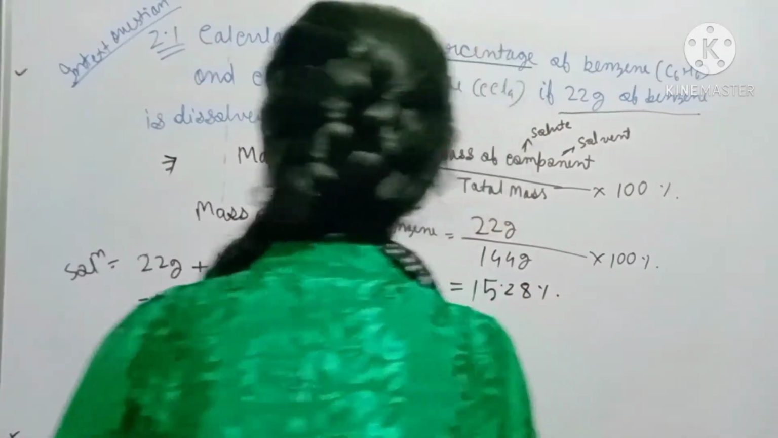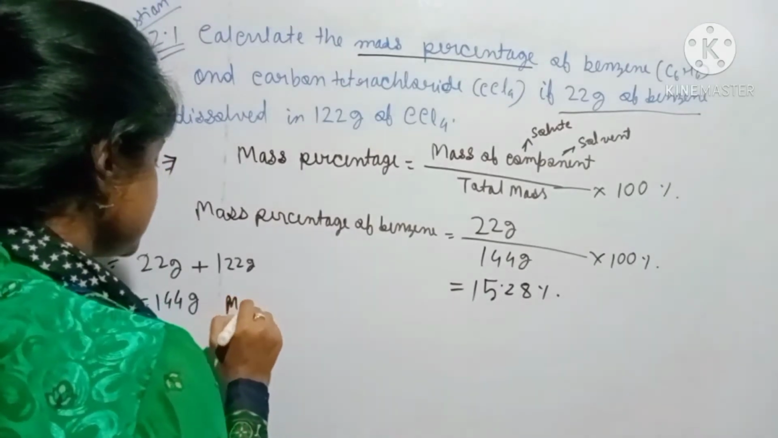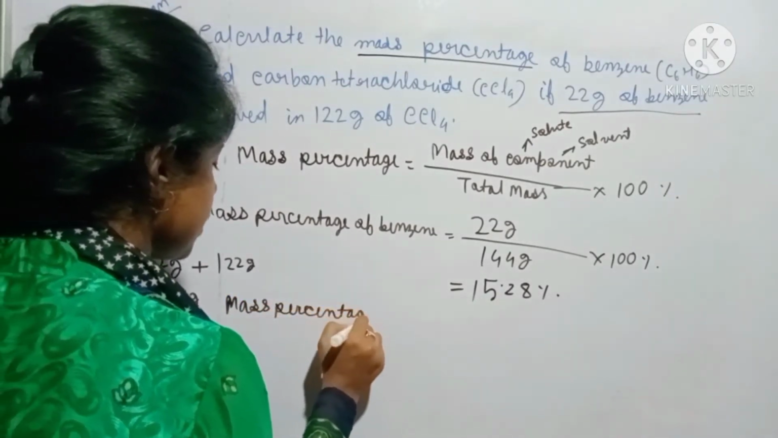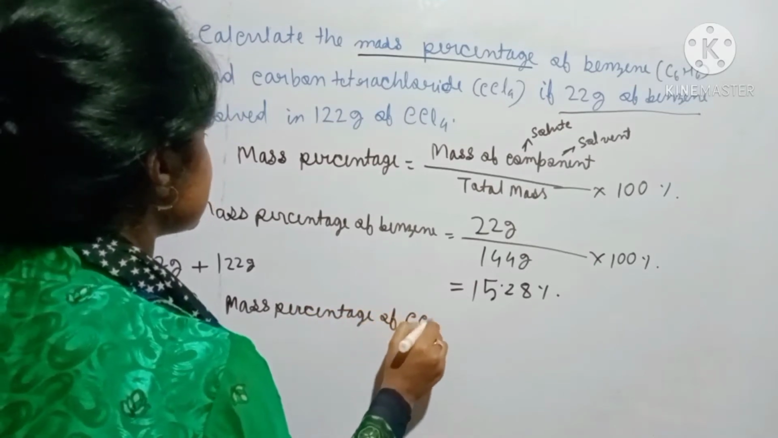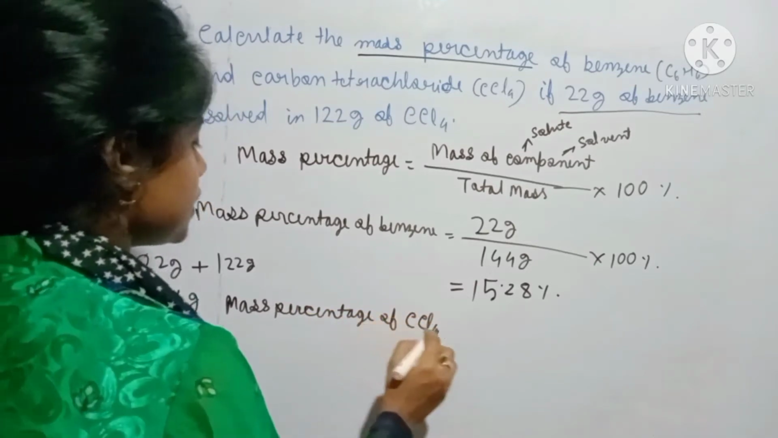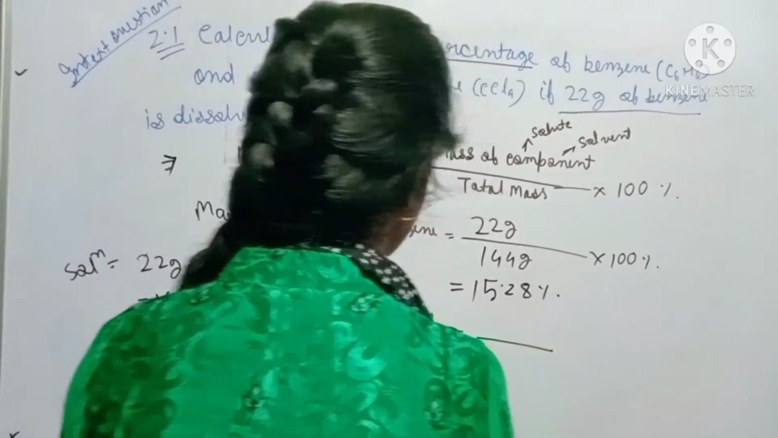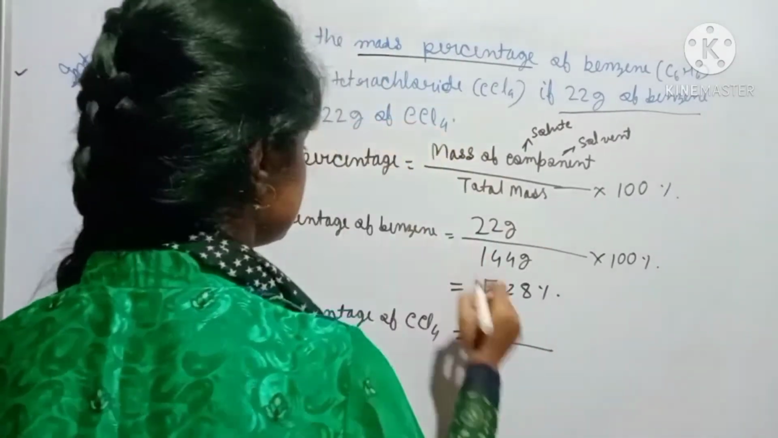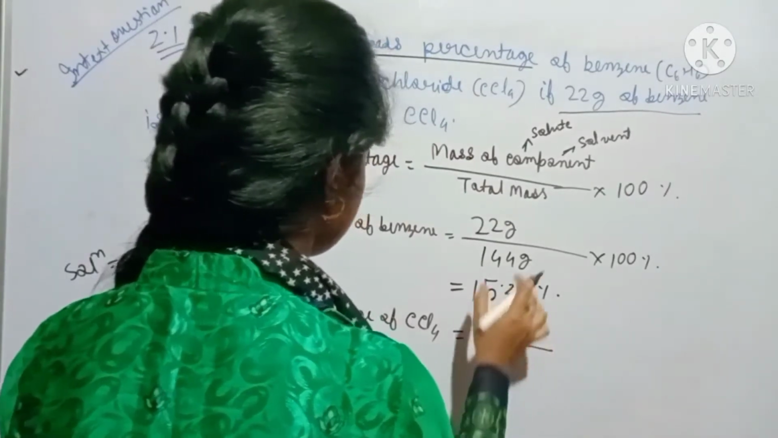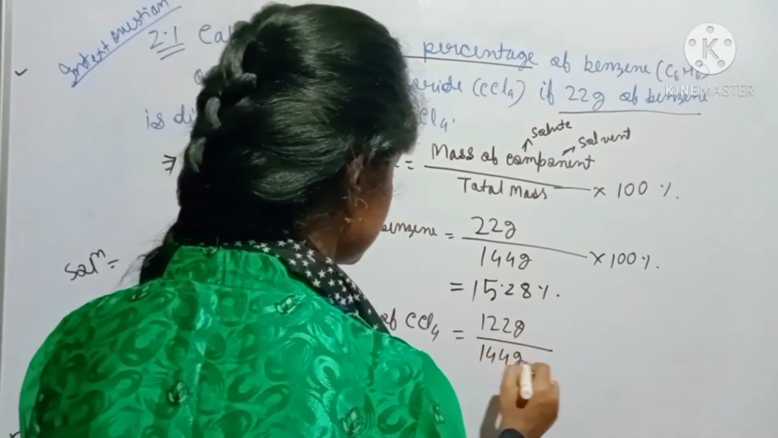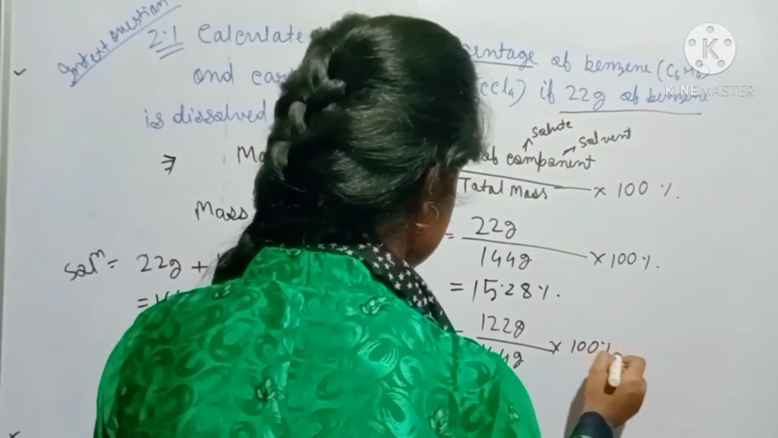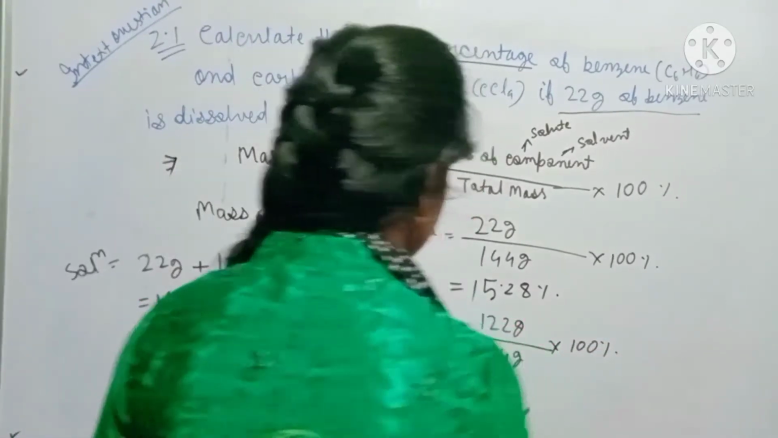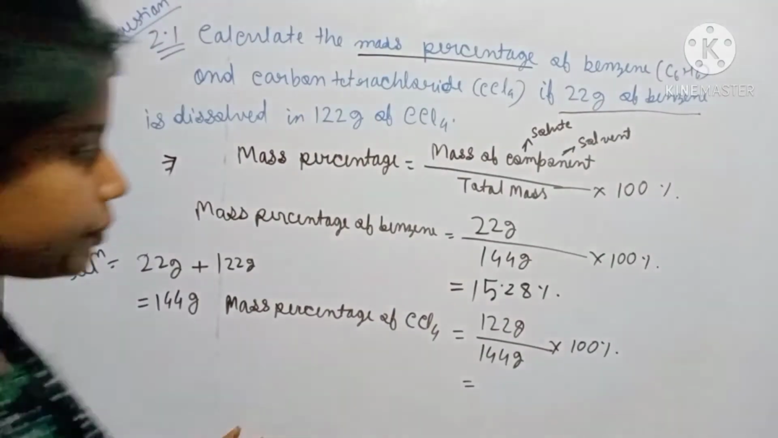Okay, now we have to calculate the mass percentage of CCl4. The mass of CCl4, which is the solvent, is 122 gram, and the total mass is 144 gram into 100%. So the answer will be around 84.72%.